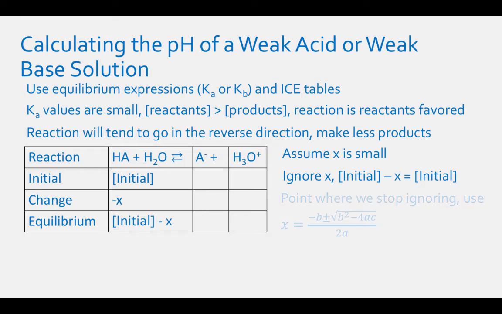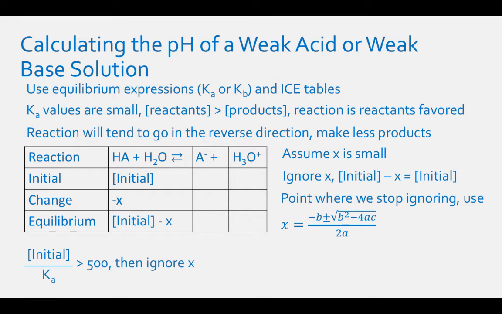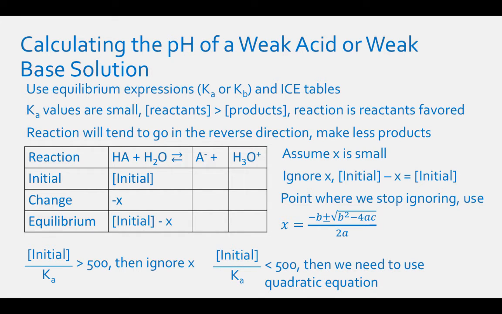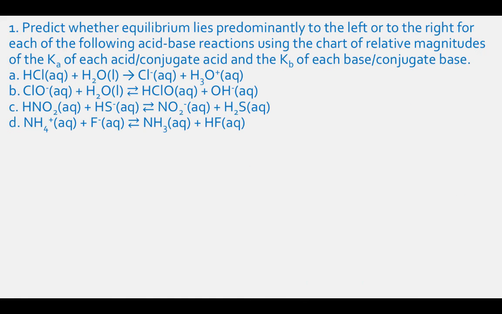There has to be a point where we will stop ignoring the change in concentration values and instead use the quadratic equation. The rule in this class is if the initial concentration of a solution of weak acid divided by its Ka value is more than 500, then we can ignore the change in concentration. If the initial concentration of the weak acid solution divided by its Ka value is less than 500, we cannot ignore the change in concentration, and we will have to use the quadratic equation. This will make more sense when we do problems using these concepts, which we will start now.